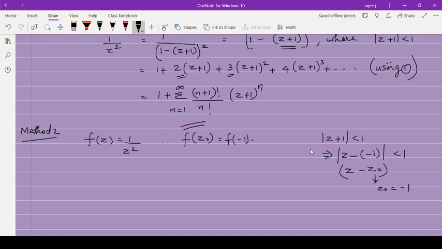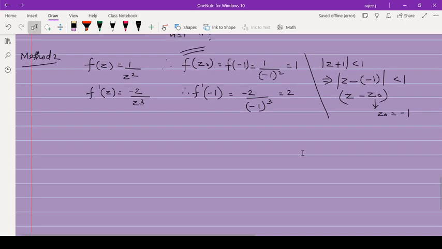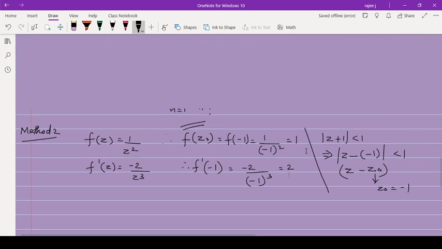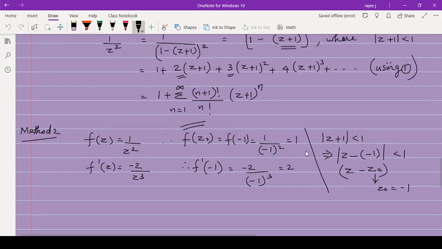f of minus 1 will be how much? 1 upon minus 1 square. Minus 1 square, so it is plus 1. Then f dash, by the standard method you need to do. f dash of z, the derivative of this, is minus 2 by z cube. Therefore, f dash of z0 means f dash of minus 1 equals minus 2 divided by minus 1 the whole cube. So that is plus 2. We need the answer in terms of factorial, so we can write this as 2 factorial.